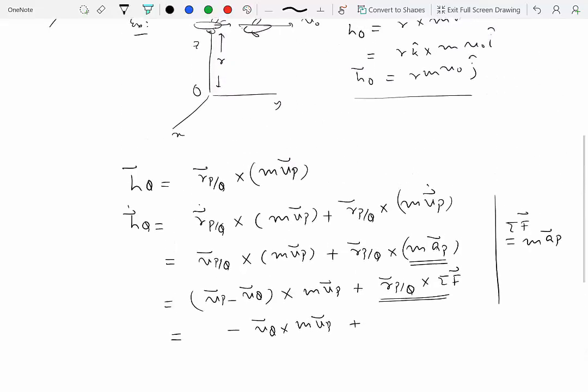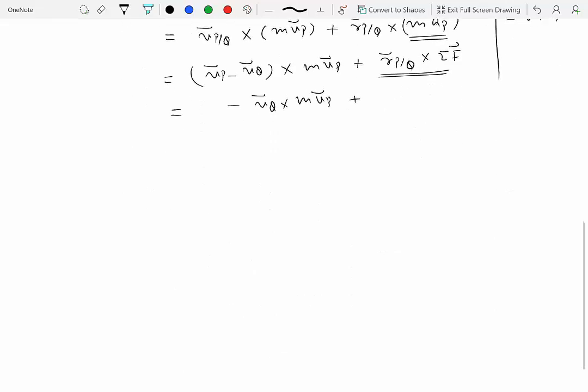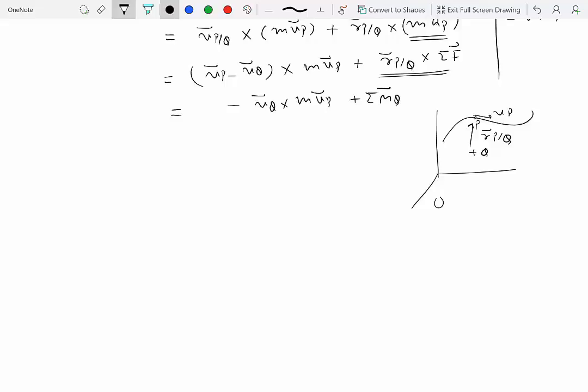What is that quantity? Let me draw the figure again over here. Here is our particle p moving with velocity vp, tangent to the path. Here is point q, which is a reference point, and that's the position vector of p with respect to q. So r of p with respect to q cross sigma f is nothing but the moment of all the forces acting on p with respect to q, right? So we'll write this simply as sigma mq to indicate the sum total of the moment of all the forces acting on p with respect to q.